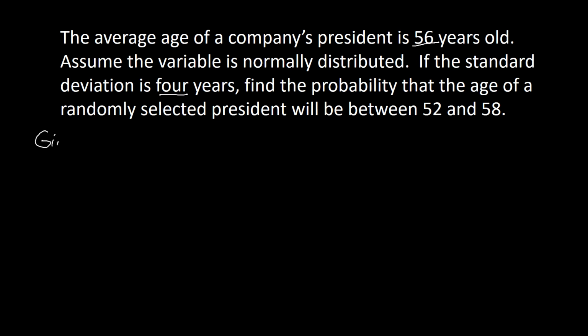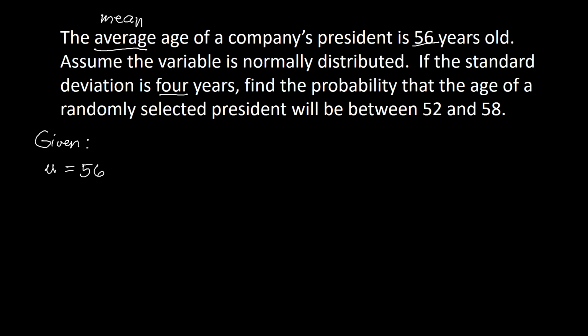First off, when you are answering a word problem, you need to know the given. So the given are the following. We have the mean. You will know that is the mean because you have the words the average beforehand, or you can have the mean there. Take note, they are the same. So once you see that, automatically the succeeding value will be your mean or the average. We have the average age of a company's president is 56 years old. That means our mean is 56.